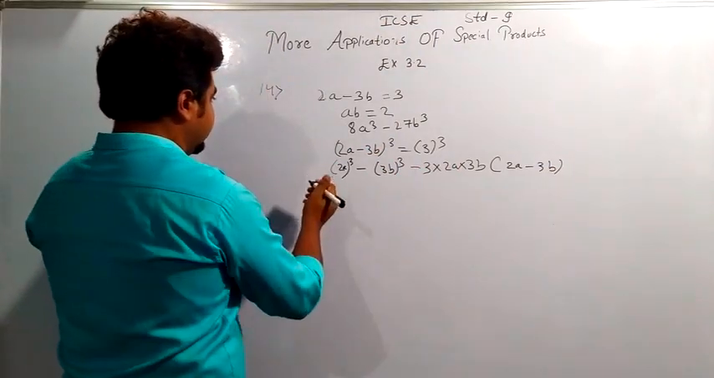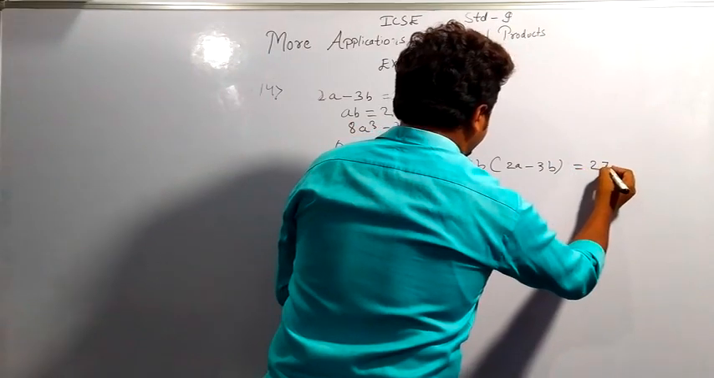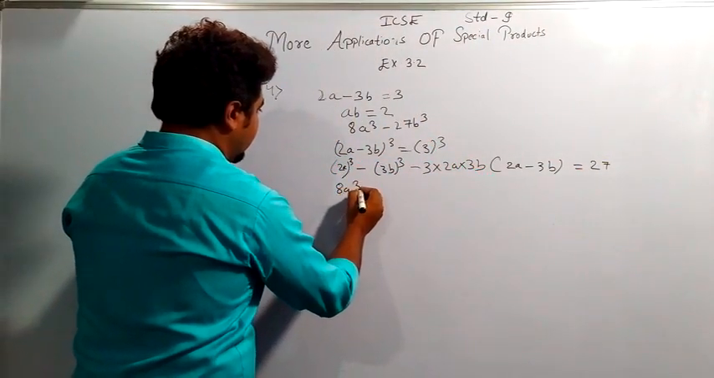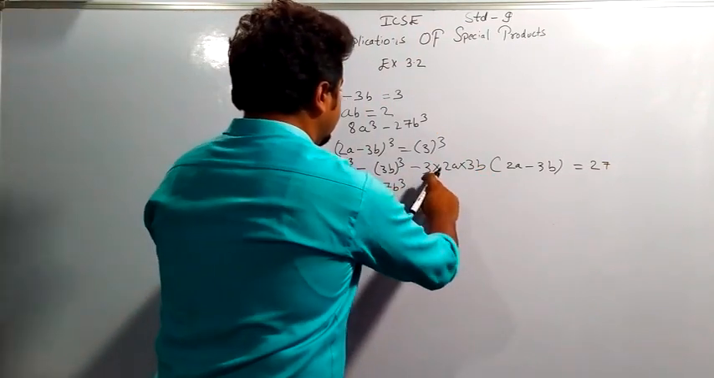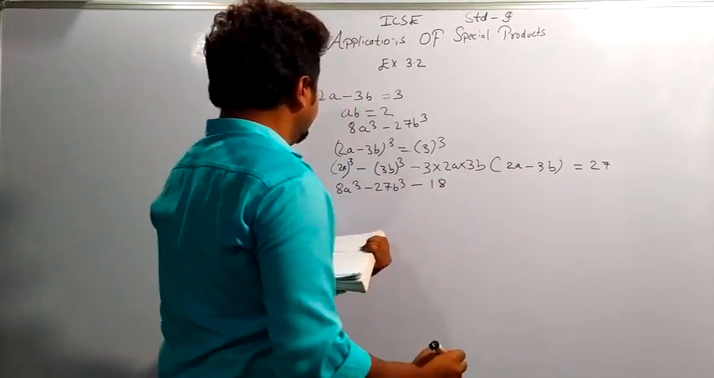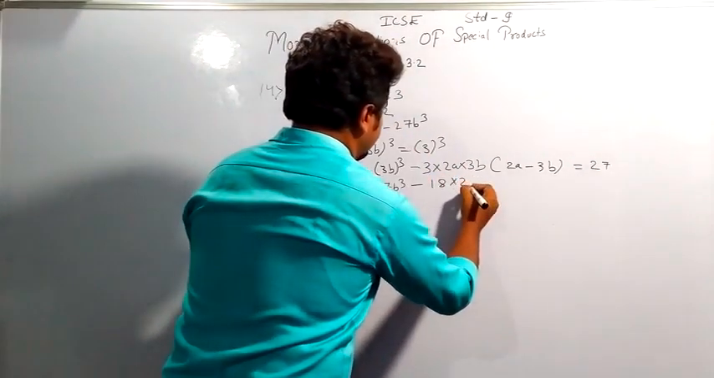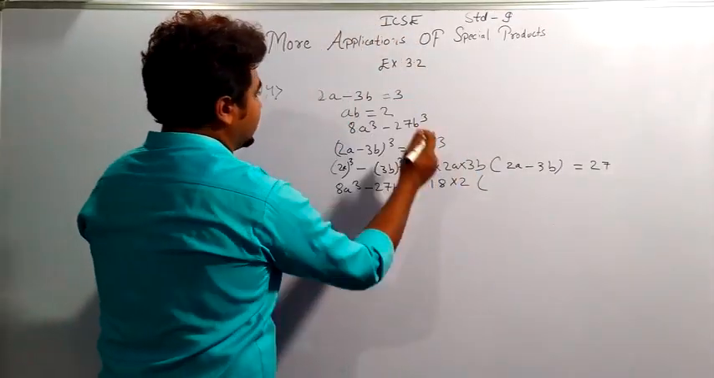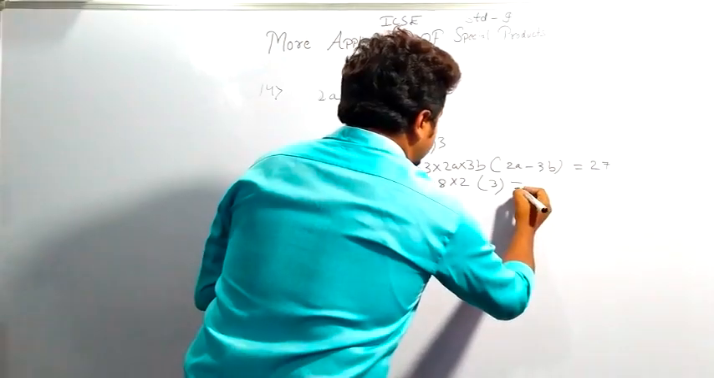Now what is given to us? This is equal to 3 cube. 3 cube is 27. 2a cube is 8a cube minus 27b cube, which is given to us. 3 into 2 is 6. 6 3s are 18, minus 18 ab. ab is given to us as 2. 18 into 2 is 36. So we are getting 2a minus 3b, again we can write it as 3, this we can write as 3 is equal to 27.